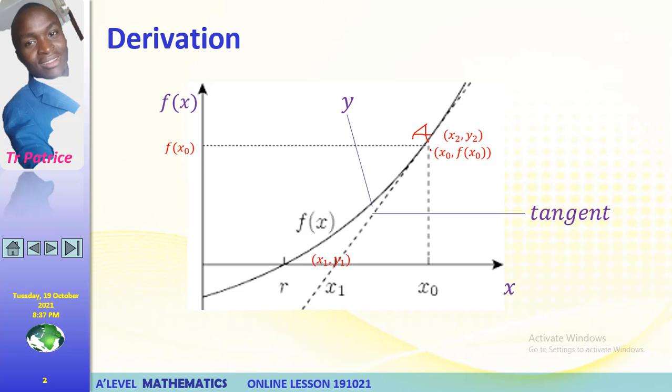At point A, the value of f of x is f of x naught, and the value of x is x naught here. And then at this point where the tangent cuts the x-axis, the value of x is x1 and the value of f of x is 0. This is the line y equals 0, f of x equals 0.